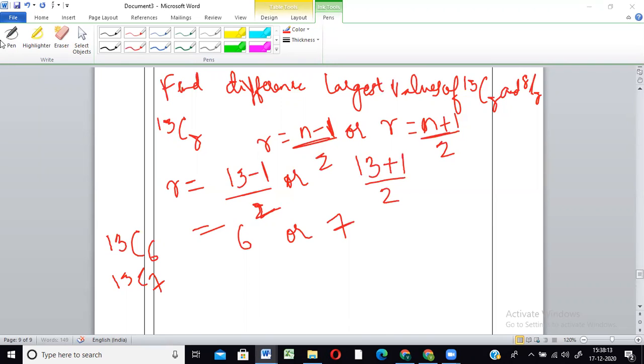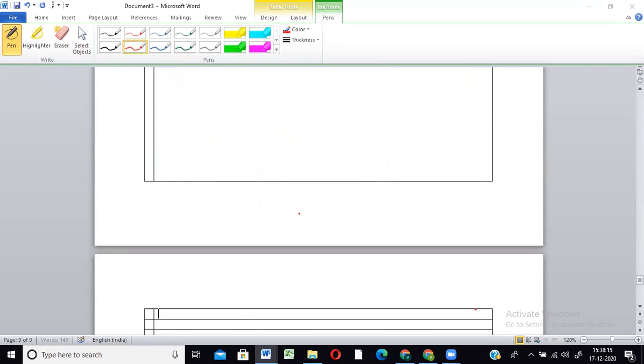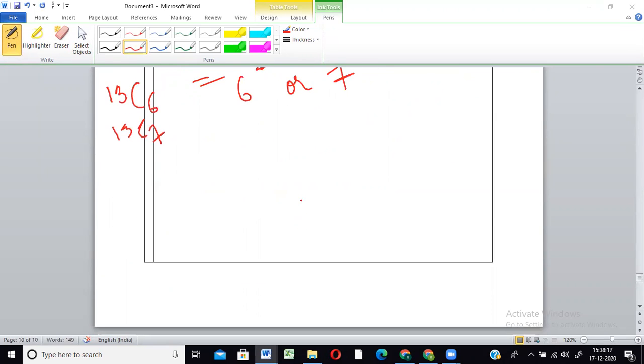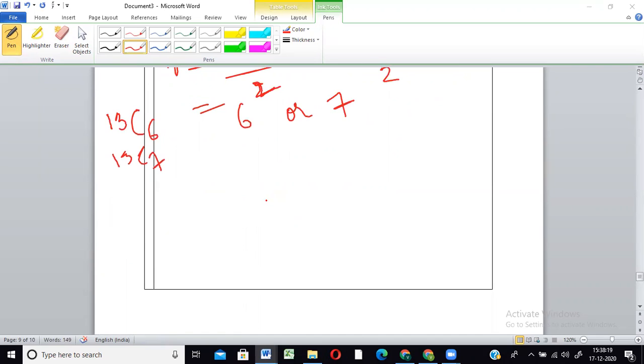I've already told you this. Okay. So you're selecting 6 out of 13. Or you're selecting 7 out of 13. Both mean the same thing. So we can find out the value of anything. You can find 13C6 or 13C7. So let us find 13C6. That answer will again be the same thing as I said.